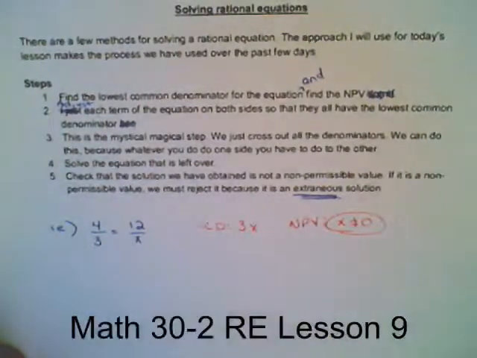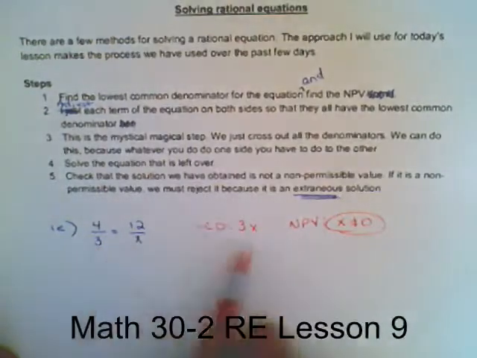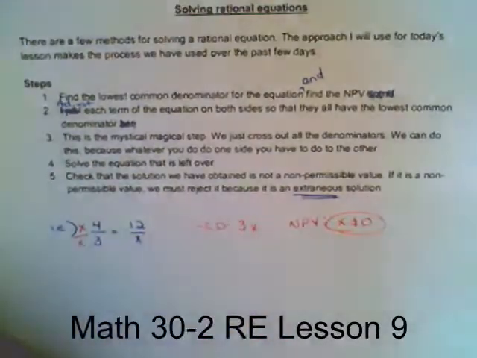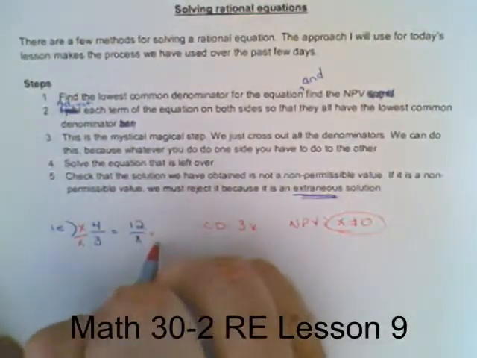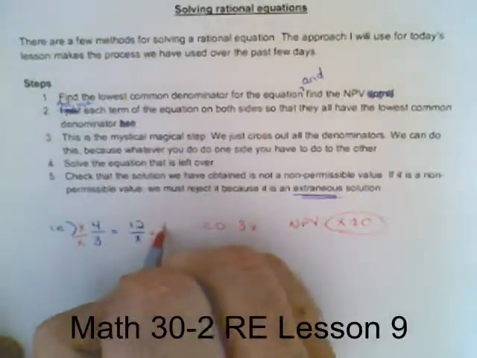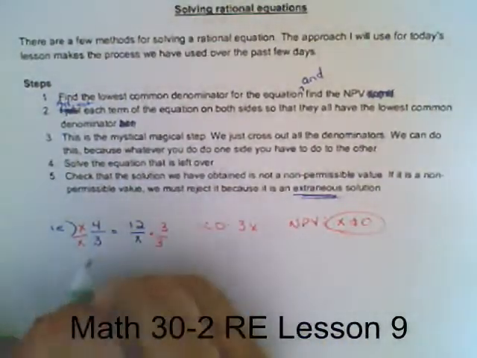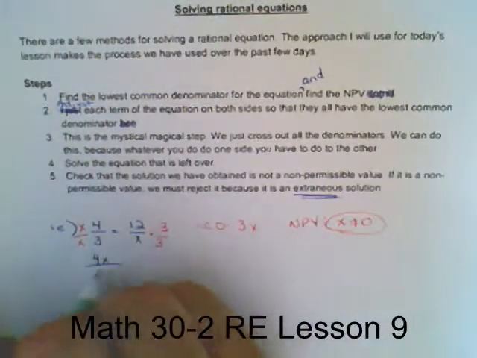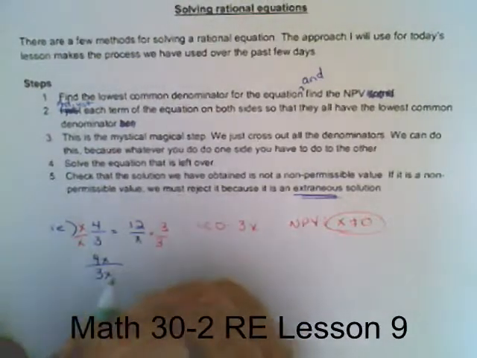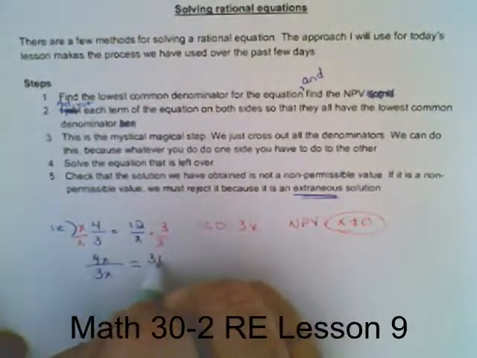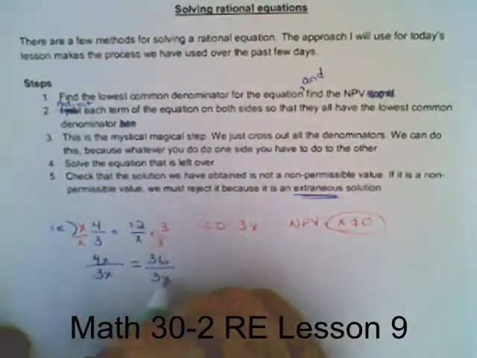Now, what do I need to multiply to 3 to make it the lowest common denominator of 3x? I multiply x to the bottom. Whatever I do to the bottom, I have to do to the top. On the other side, I multiply 3 to the bottom, and whatever I do to the bottom, I have to do to the top. So what I end up with is 4x over 3x equals 12 times 3, which is 36, over 3x.